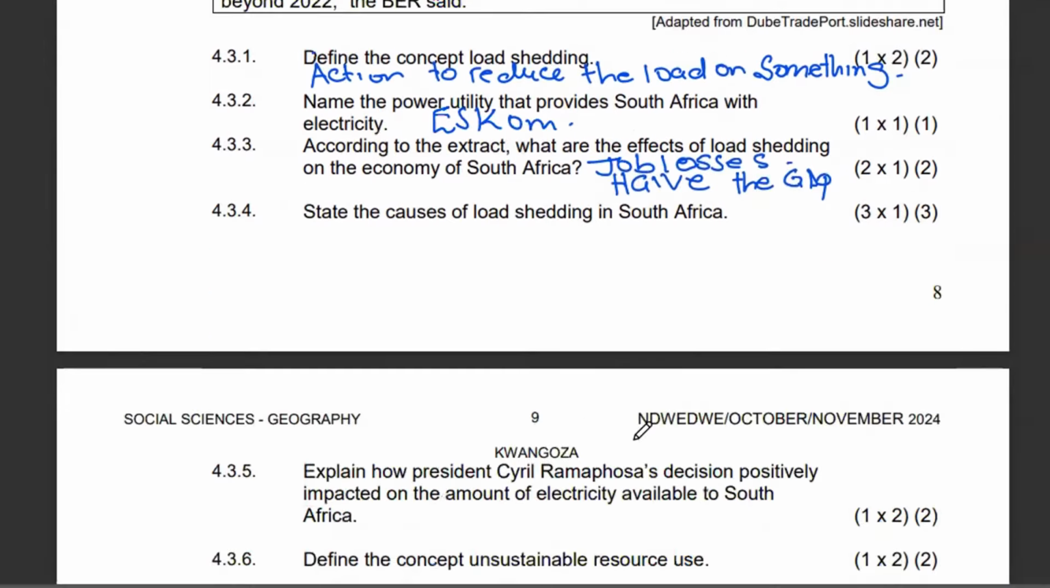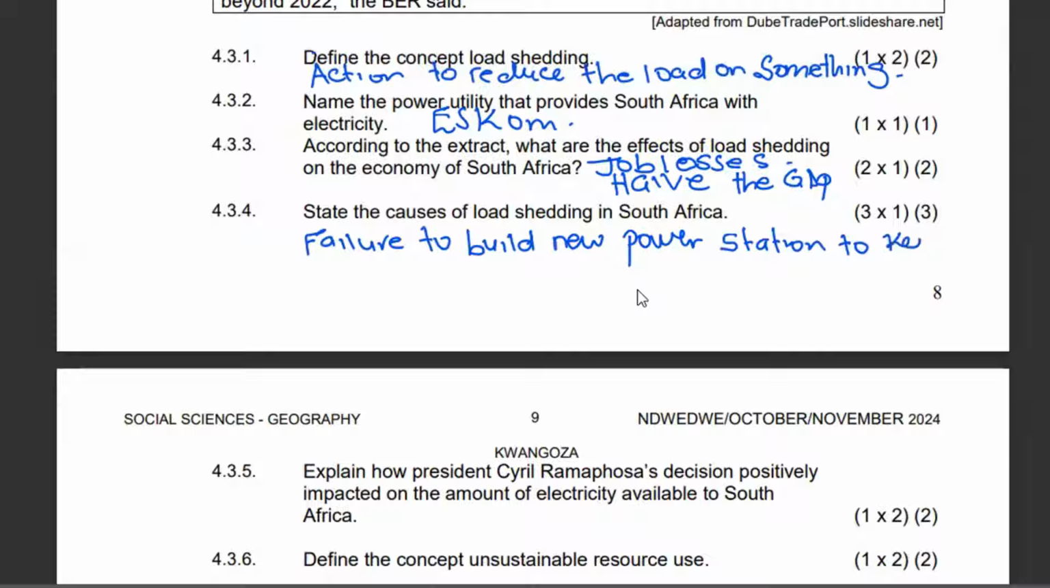4.3.4 State the causes of load shedding in South Africa. What causes load shedding in South Africa? One is the failure to build new power stations to keep up with the economic growth. Okay, that's what causes load shedding in South Africa.